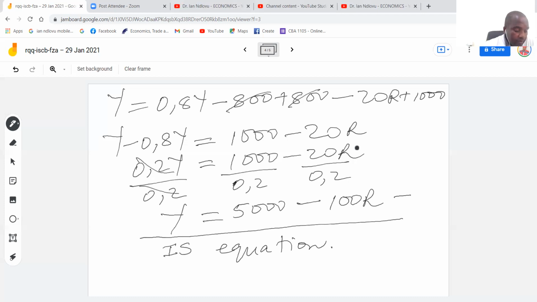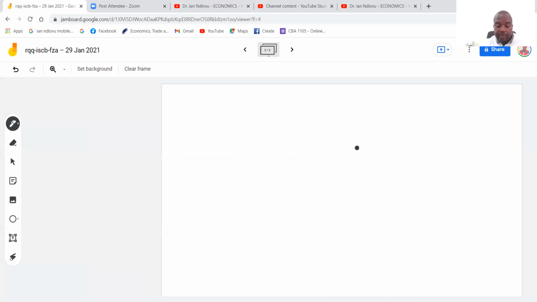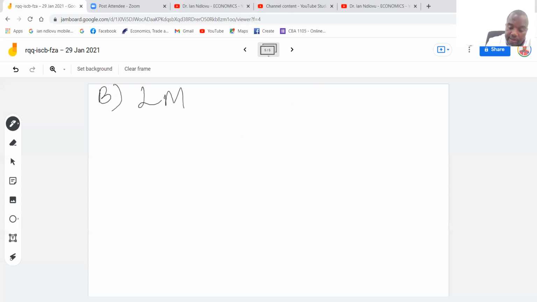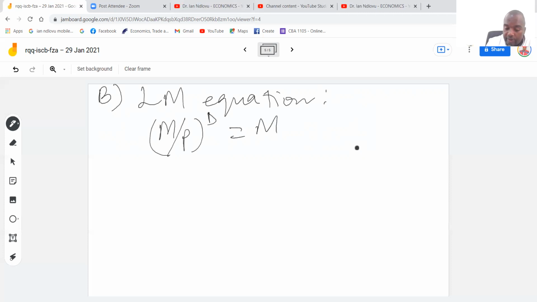And then we move on to the LM equation, which is part B of the question. Part B wants us to calculate the LM equation. And the LM equation is simply MD, which is real money demand, is equal to real money supply at equilibrium.